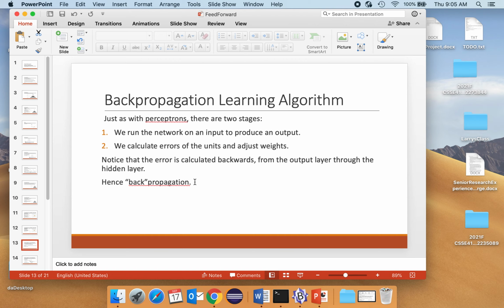Now, we'll talk about the backpropagation learning algorithm. That's a key algorithm, a classic algorithm in neural networks. It has 2 stages, just like with perceptrons. We first run the network on an input to produce an output, just feeding it forward, so to speak. And then we calculate the errors of the units, and that is done backwards. So we start with the output layer, then we go to the hidden layer that's connected to the output layer, then the hidden layer that's connected to that first hidden layer. Hence, we backpropagate the error through the network until we're at the weights that come from the input units.